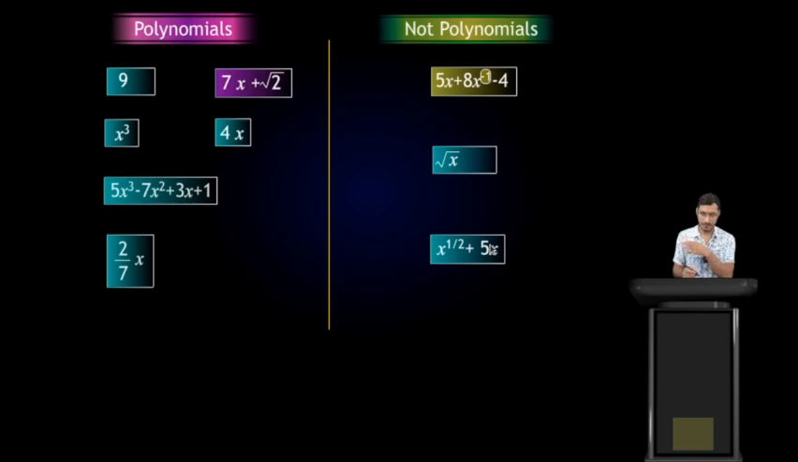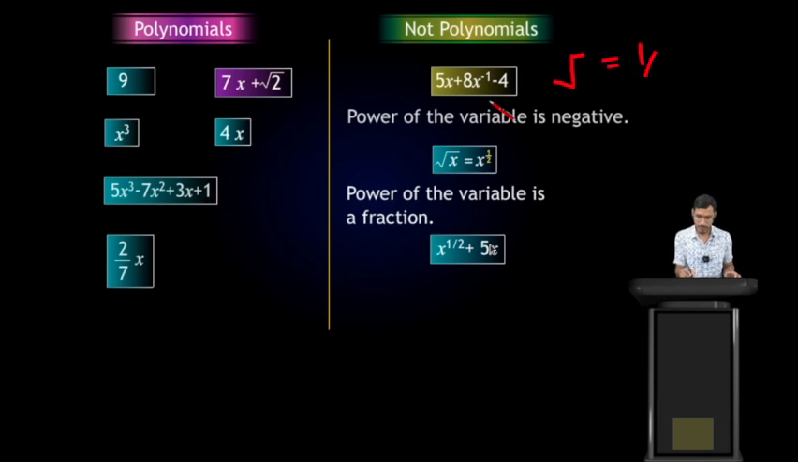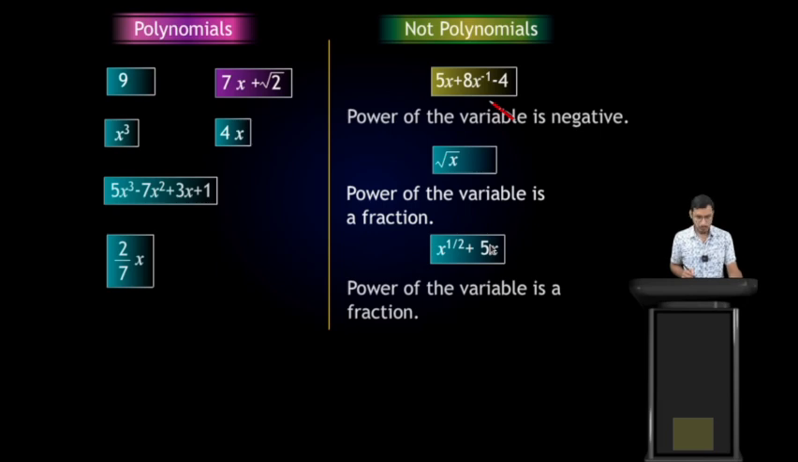In the algebraic expression 5x plus 8x to the power minus 1 minus 4, the power of x is negative. So the power of the variable is negative. In the next one, the power of the variable is a fraction, 1 by 2. Square root means the power is 1 by 2, a fraction here. And in the third one, the power is also a fraction. So the power of the variable is a fraction.